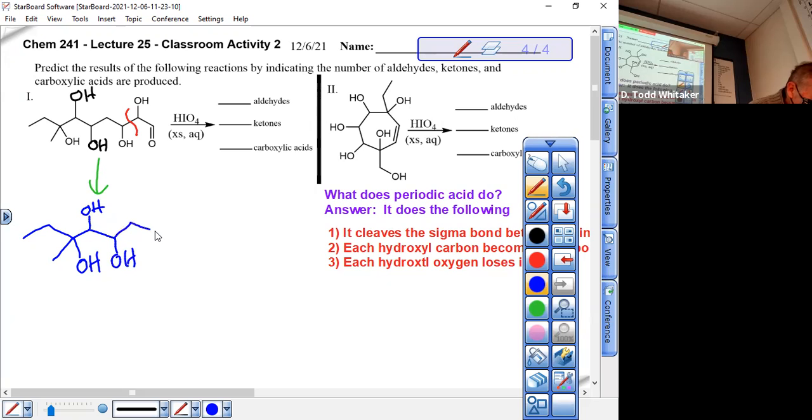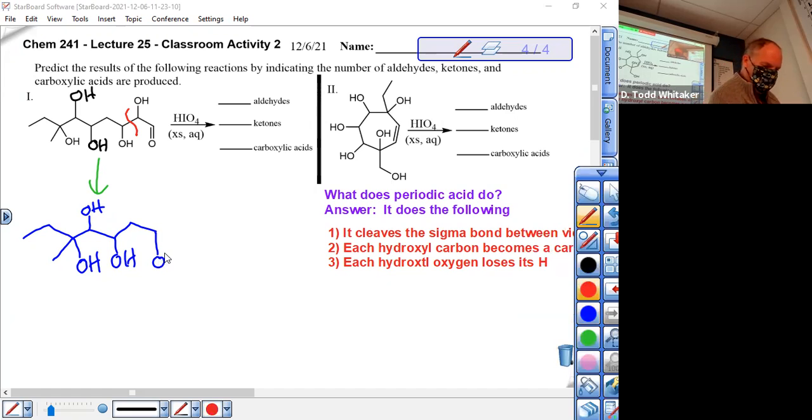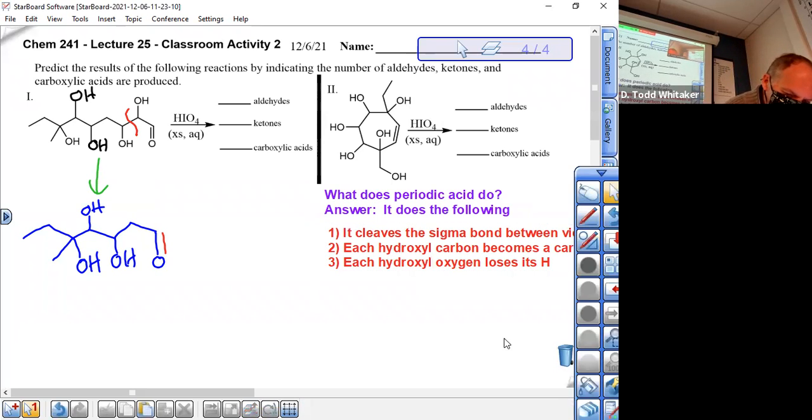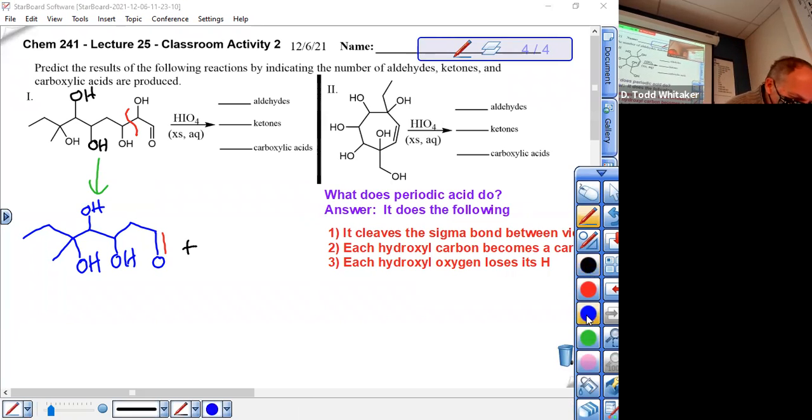So no changes here, here, here. Here's where we got some changes. Follow the instructions. We cleave the carbon-carbon bond. Each hydroxyl carbon becomes a carbonyl. And each hydroxyl, the oxygen loses its H. So that part's done. And we get another product where a similar thing happened. Same things followed on the other side.